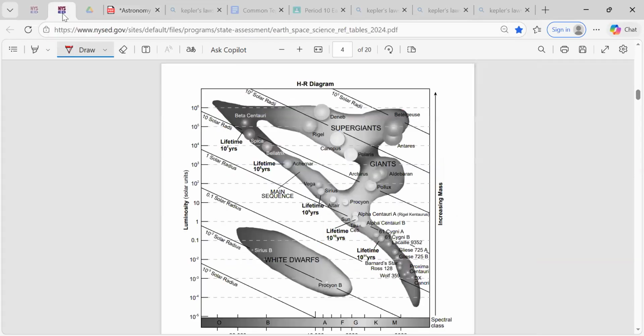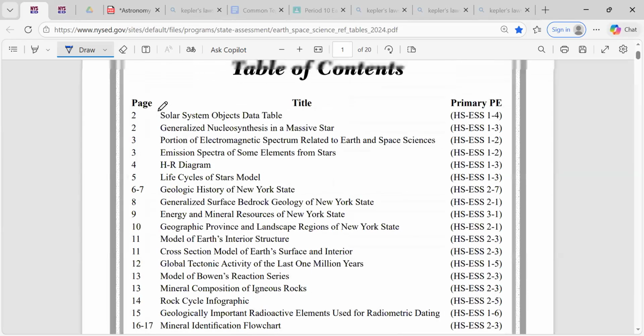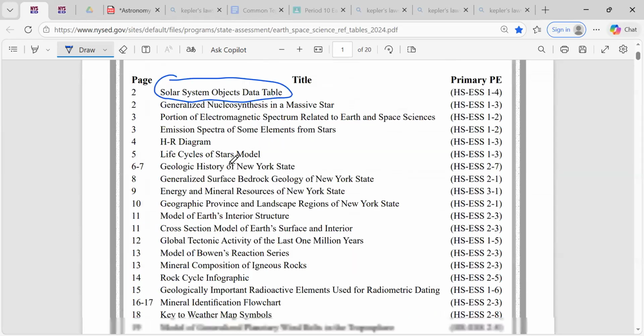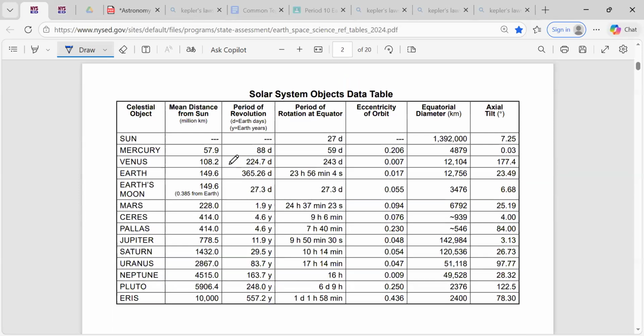And what page gives me information about the solar system? When you go to your table of contents, look right here. Solar system objects data table, choice 2. When I take a look, I saw something about period of revolution. I saw something about distance from the sun. So there are things that we can use to help us out here.